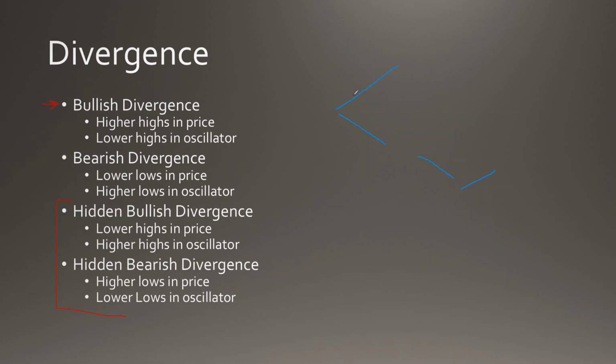Hidden divergence is actually the opposite of this. So you have lower highs, but higher highs in the stochastics. Hidden bearish divergence means that you have higher lows, but lower lows in the stochastics. Does everybody understand that?